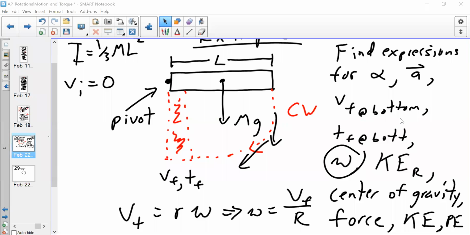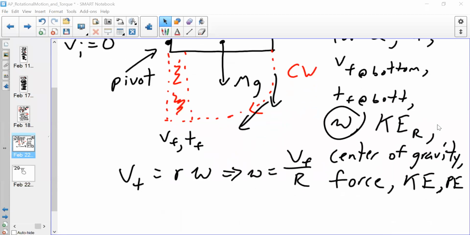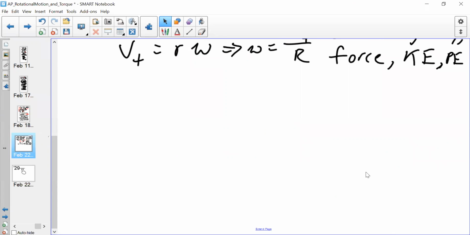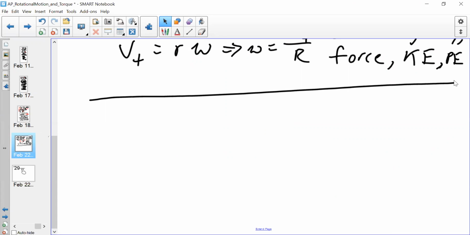All right. So let's find the expressions for alpha and A and the rest of these, and then we'll do another example. Okay, so this rod, uniform mass, is going to be rotating about the pivot, and we are to find the angular acceleration and the linear or translational or tangential acceleration. Since there's a pivot, there's a force about a pivot, that implies that there's a torque.